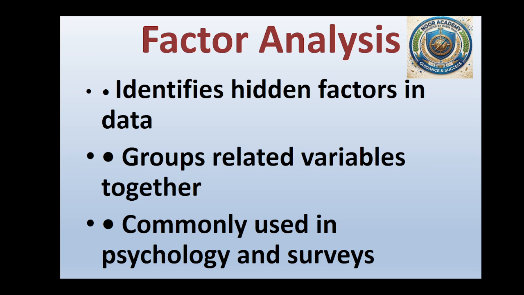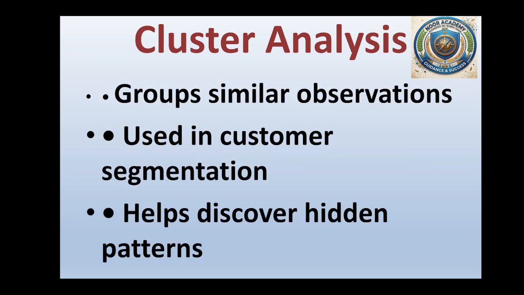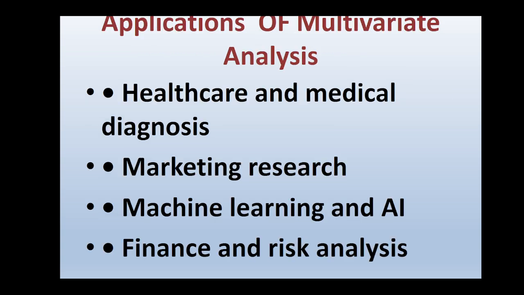Factor analysis is used to identify hidden or latent factors, commonly used in psychology and survey data. Cluster analysis is a method used to group similar observations together, often used for customer segmentation in marketing. Multiple regression and ANOVA are other advanced statistical methods for examining relationships between multiple dependent and independent variables.